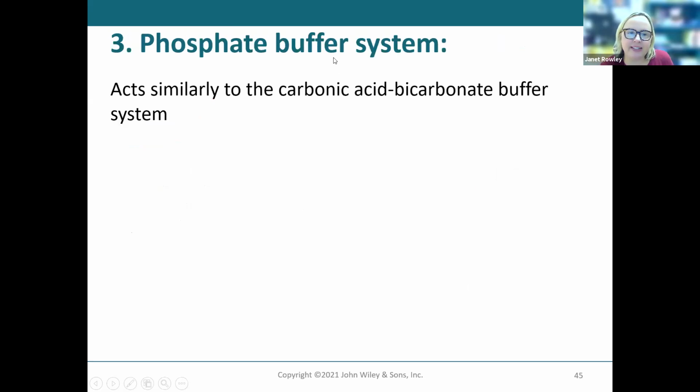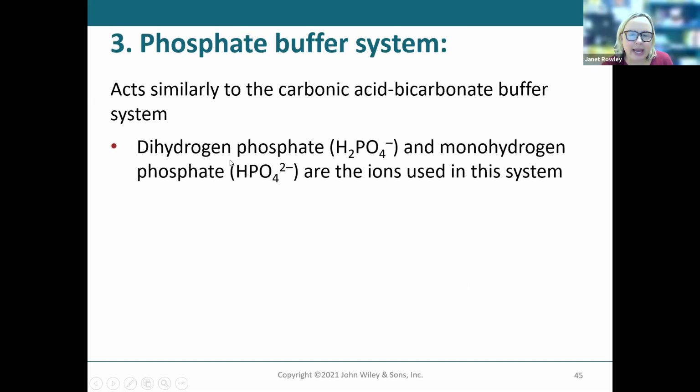The last buffer system is the phosphate buffer system. It acts similarly to the carbonic acid bicarb buffer system. Dihydrogen phosphate, which is H2PO4-, and monohydrogen phosphate, HPO4 2-, are the ions in the system.